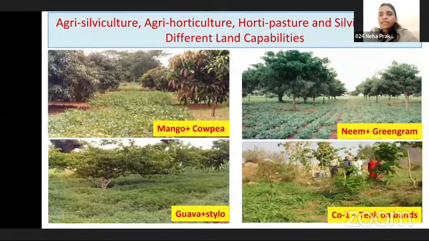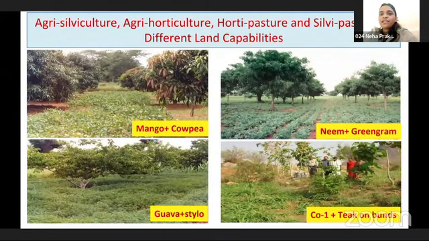Then these are the main example of the agri-silviculture that help to maintain the soil fertility, and it is also that reduce the soil erosion also. Here in picture you can see that there is a cultivation of the mango, and in the middle of that there is cultivation of the cowpea is there, neem with a green gram, guava with a stylo. Stylo is one of the important grass that is mainly restore the carbon in the soil. So these are the different agri-silviculture, agri-horticulture system we have to adopted in a different land capability.